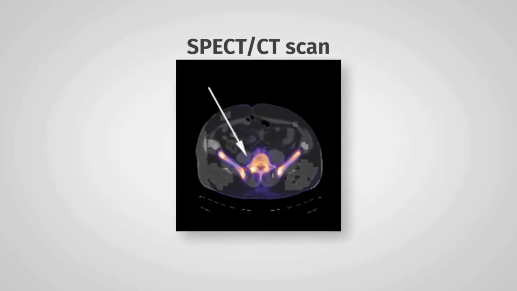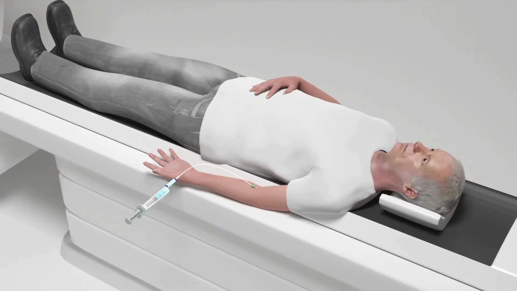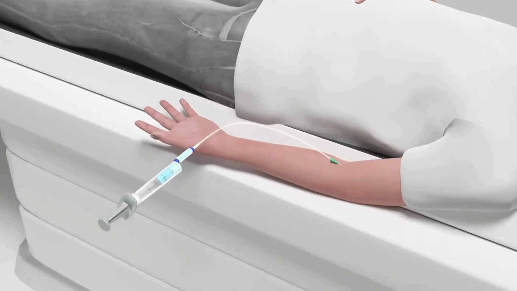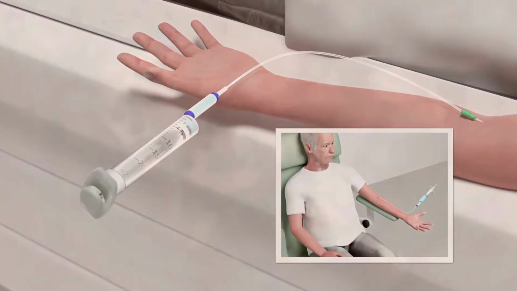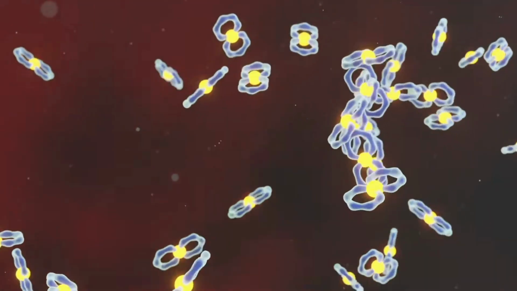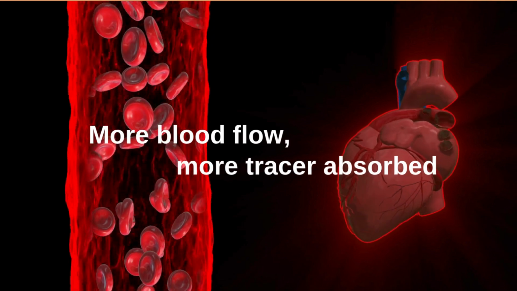We achieve this by injecting a special, safe substance called a radio tracer into the patient. For MPI, a common tracer is technetium-99m, a gamma emitter. It travels with the blood deep into the heart muscle. The amount of tracer that settles in each part of the heart directly reflects the blood flow to that area. More blood flow, more tracer absorbed.